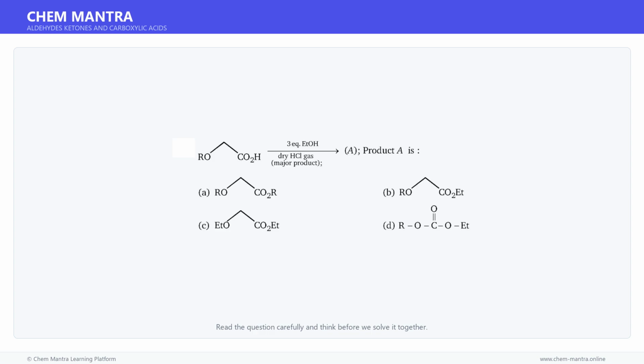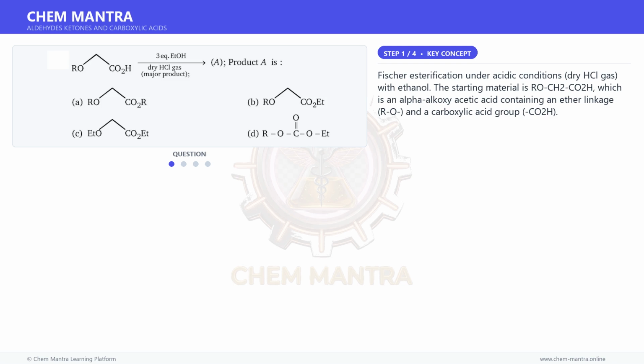Here is a question. Read it carefully and think about the answer. Let us solve it step by step. Let us first understand the key concept here. Fischer esterification under acidic conditions, dry HCl gas with ethanol.